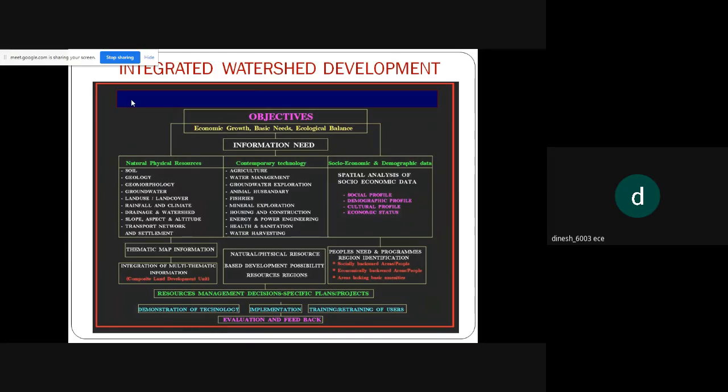Then accordingly, this integrated watershed development management will give plans, projects, and implement them through the usage of technology. Then they train or retrain the users. Then evaluation feedback is being collected.